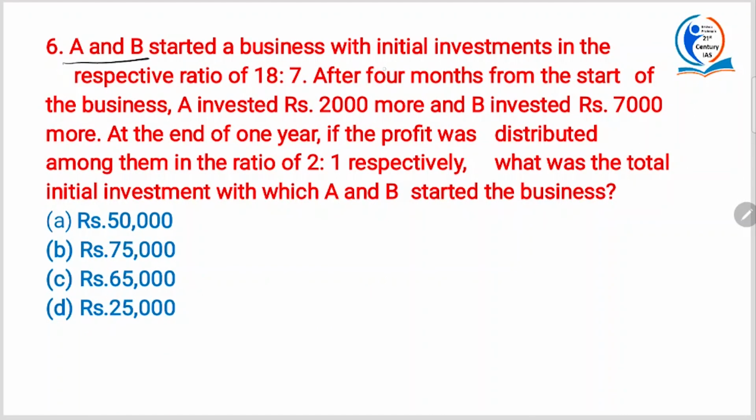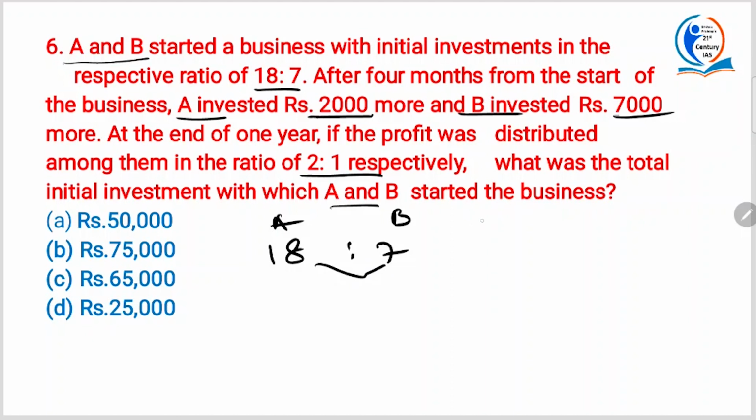A and B started a business with initial investments in the respective ratio 18:7. A and B started a business and their capital ratio or investment ratio is how much? 18:7. After 4 months from the start of the business, A invested rupees 2,000 more and B invested rupees 7,000 more. At the end of 1 year, if the profit was distributed among them in the ratio 2:1, what was the total initial investment with which A and B started the business?